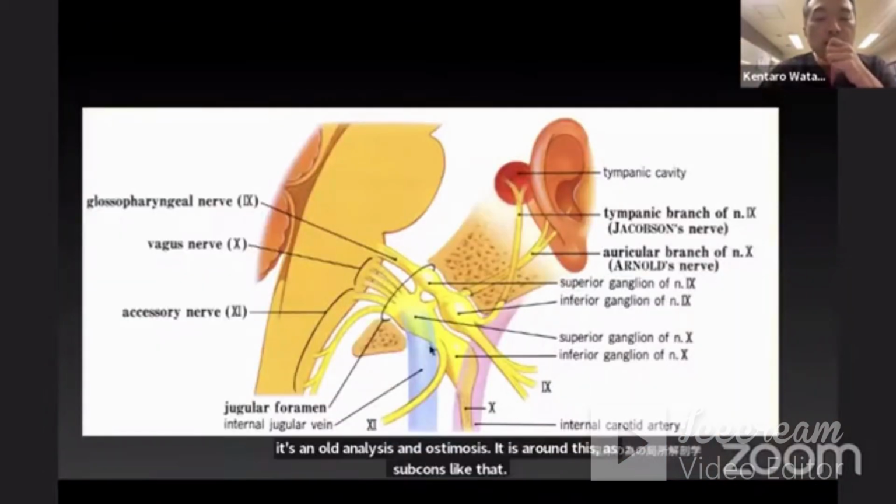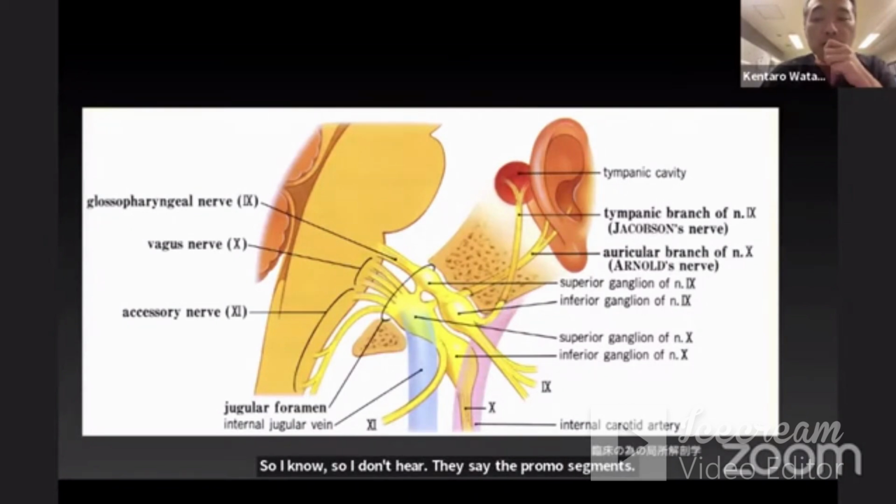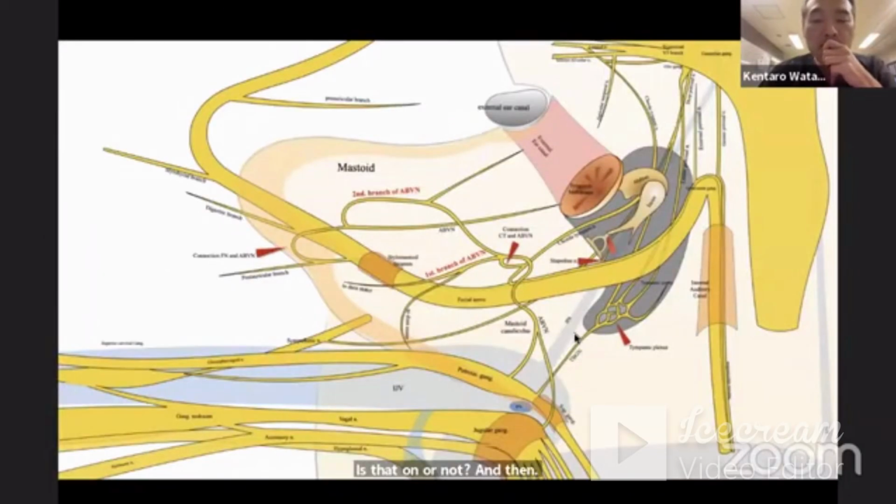And also here, this is the foraminal segment. There are small nerves from here. We call them the tympanic branch of the ninth and the auricular branch of the 10th. This is the auricular nerve and then the Jacobson nerve. These nerves are very small, and it's a little bit extra information, right?